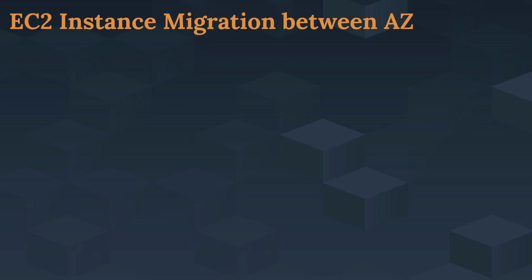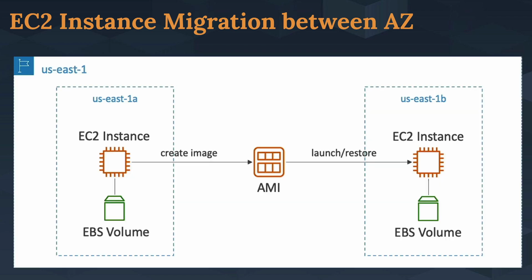Hello friends, in this section we will see how we can share our AMIs across regions, and how we can share EC2 instance migration between different AZs. Suppose this is our EC2 instance and we have created an AMI. Then we can launch another instance from that AMI in a different region. We can also change the subnet of that AMI.